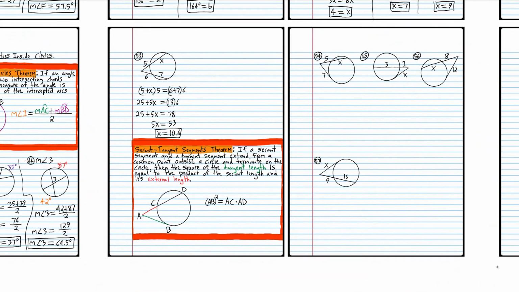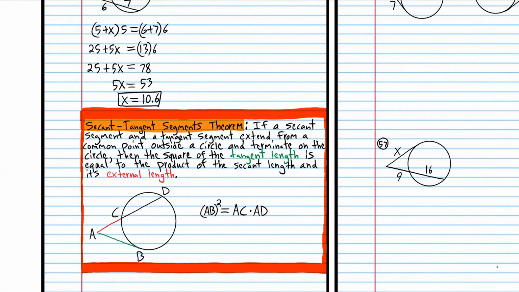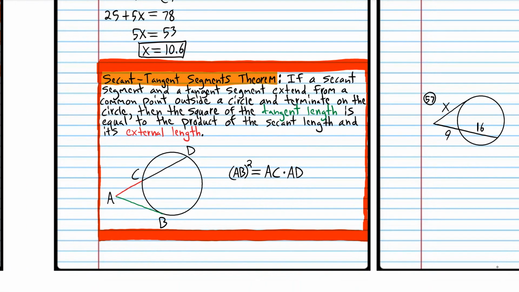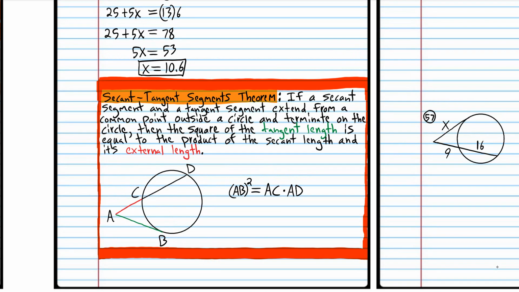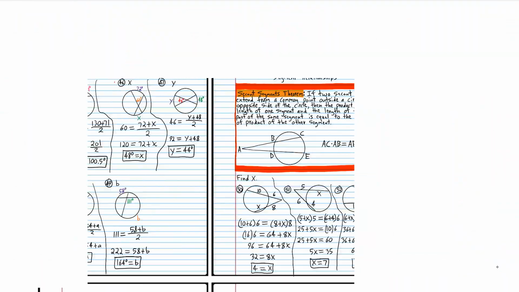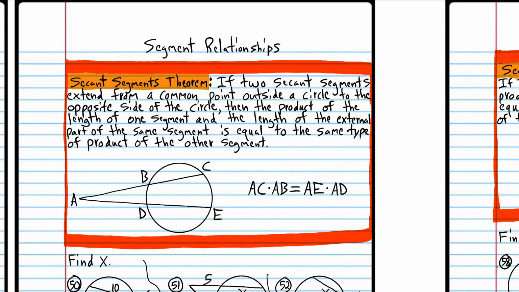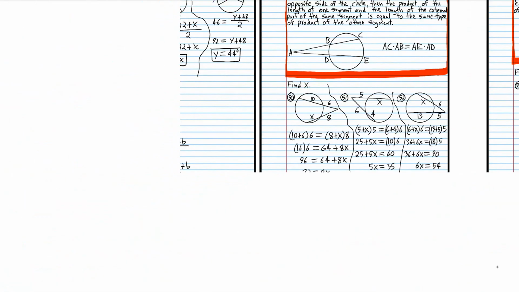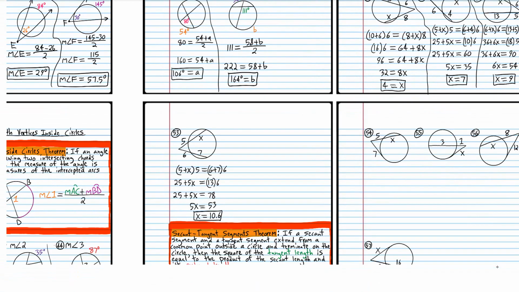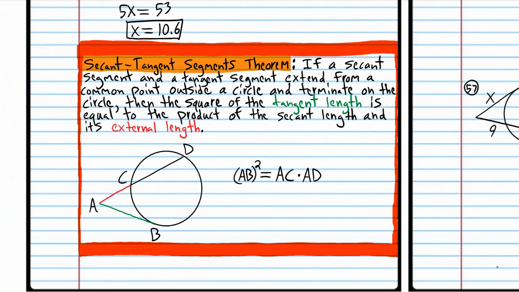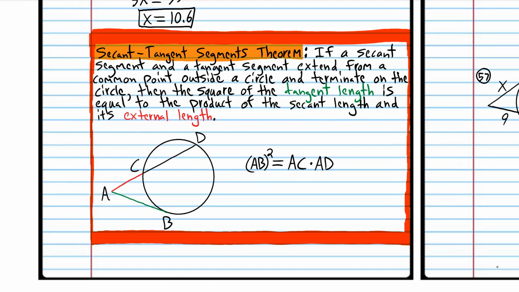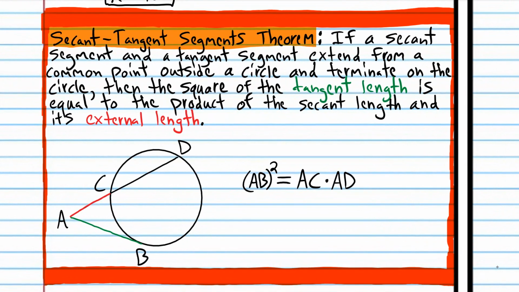All right. So on to the secant-tangent segments theorem. This theorem is kind of similar to the previous one, except instead of 2 secant segments, now we have 1 secant segment and 1 tangent segment. So it's kind of like the angle problems, except now you're dealing with tangents. So go ahead and get a picture of that with your phone or a screenshot with your computer, because you're going to need this.